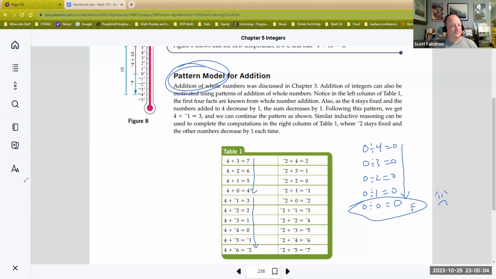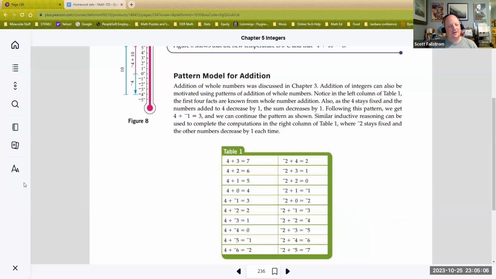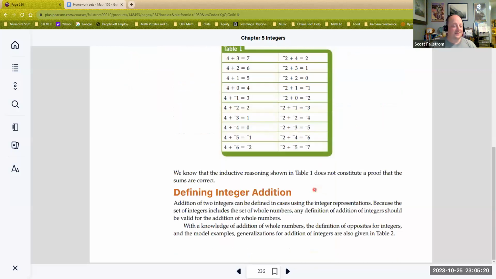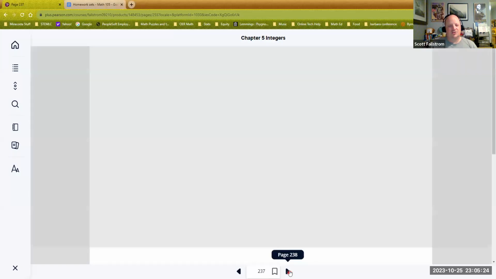All right. Well, let's take a look. So again, pattern, if you like it, you want to write out patterns, that's great. But remember, you are making an assumption that the pattern has to continue. And you're also making an assumption that the pattern determines the correct values for what you're doing. And as I just showed you, that's not always the case. All right, so we define integer addition.